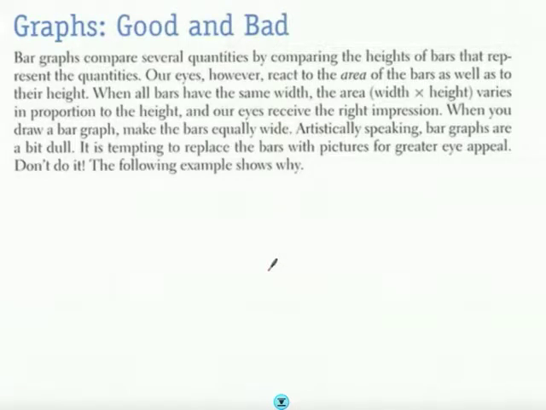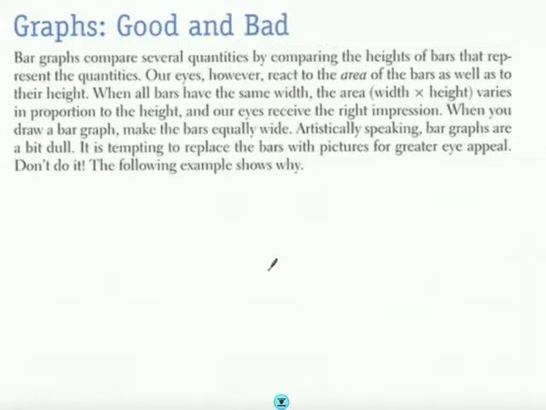So, of course, we have graphs that are good and we have graphs that are bad. Bar graphs compare several quantities by comparing the heights of the bars that represent the quantities. Our eyes, however, react to the area of the bars as well as to their height. When all the bars have the same width, the area, width times height, varies in proportion to the height, and our eyes receive the right impression. When you draw a bar graph, make the bars equally wide.